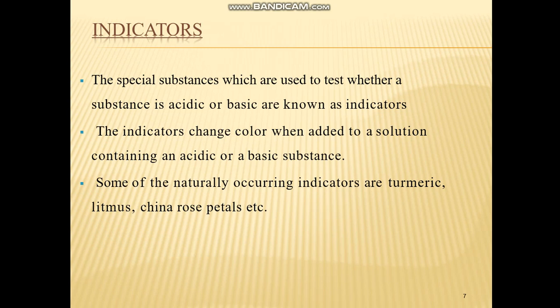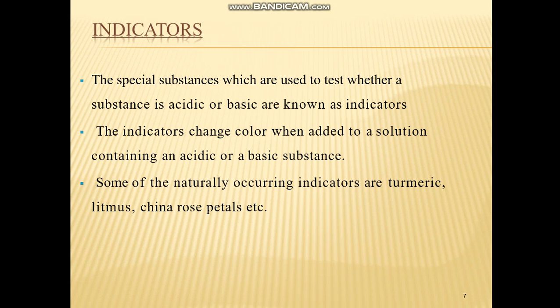So, indicators. If we cannot taste every substance, how can we find its nature? Based on the use of indicators, we can find it. Indicators are special types of substances which are used to test whether a substance is acidic or basic. They change their color when added to a solution containing an acidic or basic substance.